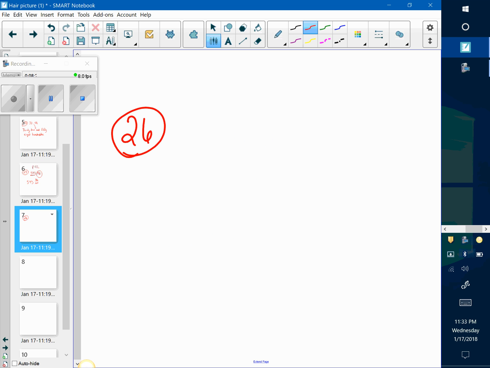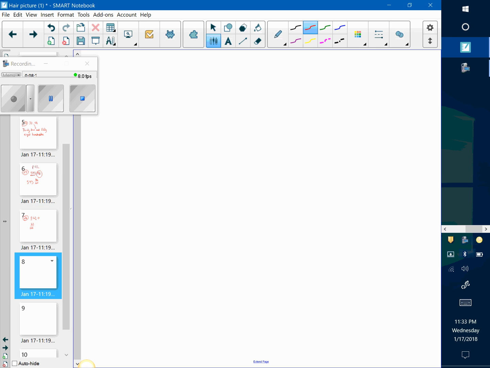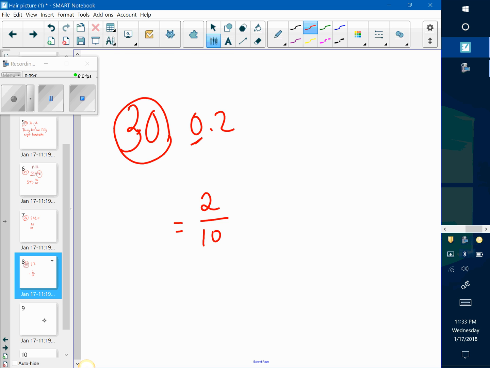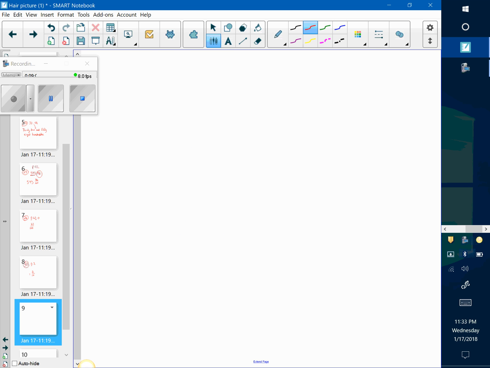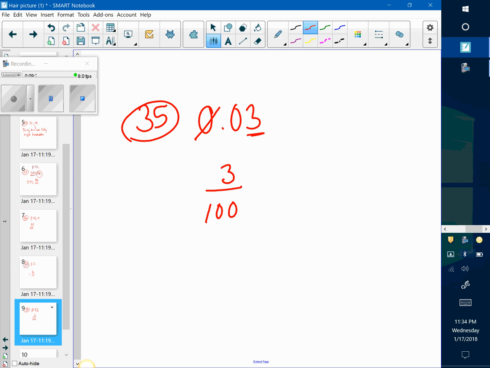Number 26, your number is 0.63. You have no whole number. So to write this as a fraction, you would just put 63, and this is in the hundredths spot, so it'd be 100 underneath it. Let's do a different one. We'll do number 30. Your number is 0.2, so there's no whole number, and you have 2 tenths because it's in the tenths spot, so it'd be 2/10. Number 35 is sometimes tricky for people because the number is 0.03. There's no whole number. So we have 3 as your number, but it's hundredths, so it'd be 3/100.